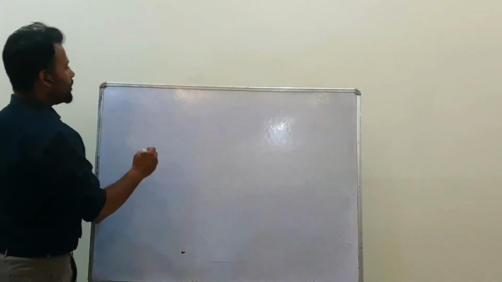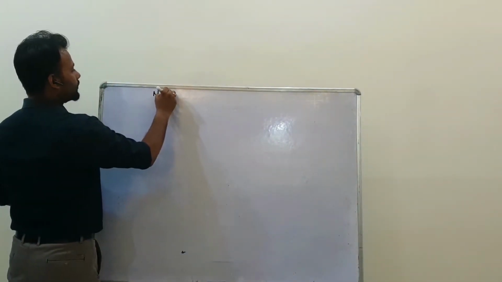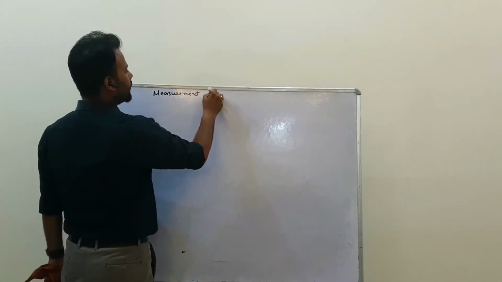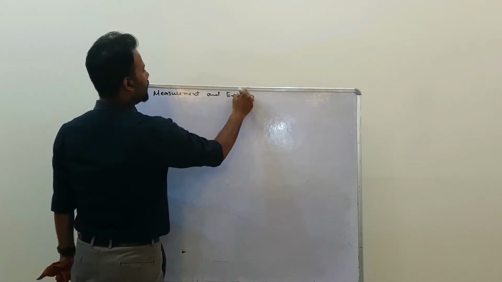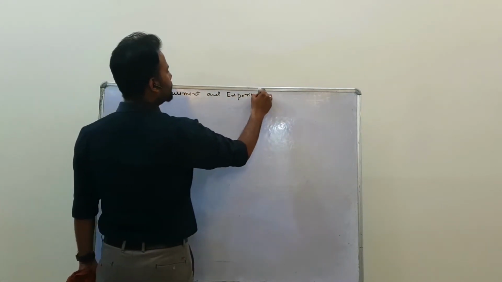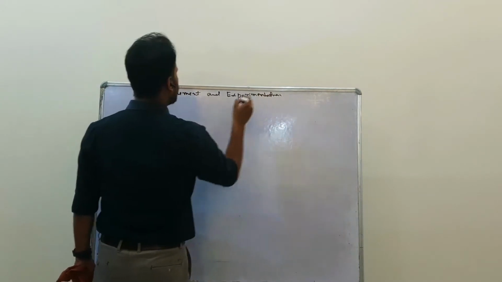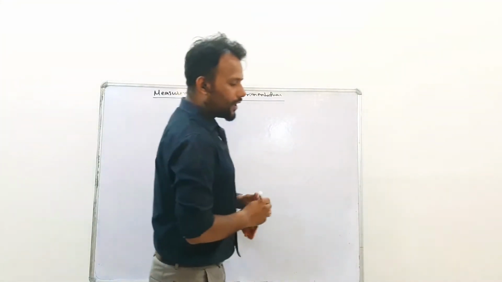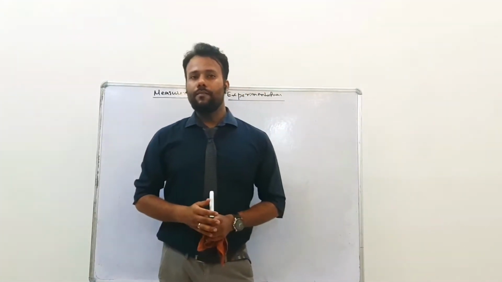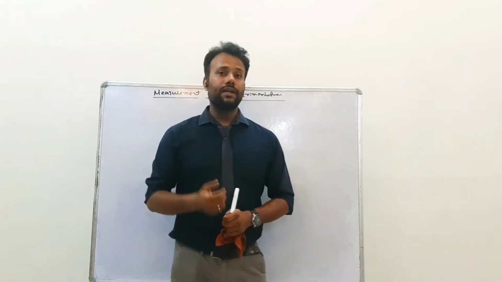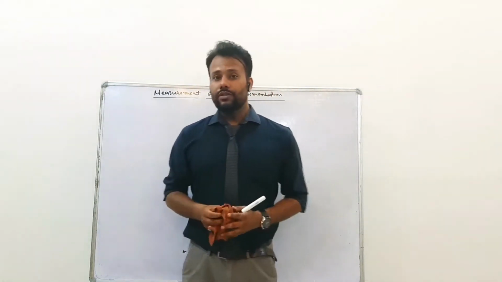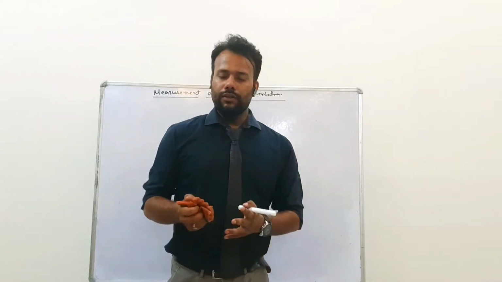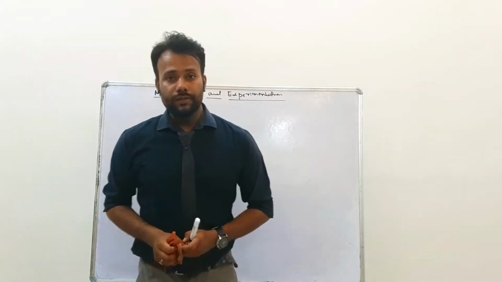So the chapter we are doing here is measurement and experimentation. If you remember, in the classroom you must have done some measurement with the vernier calipers and screw gauge, which is something new for you because we haven't done any measurement before with these instruments.